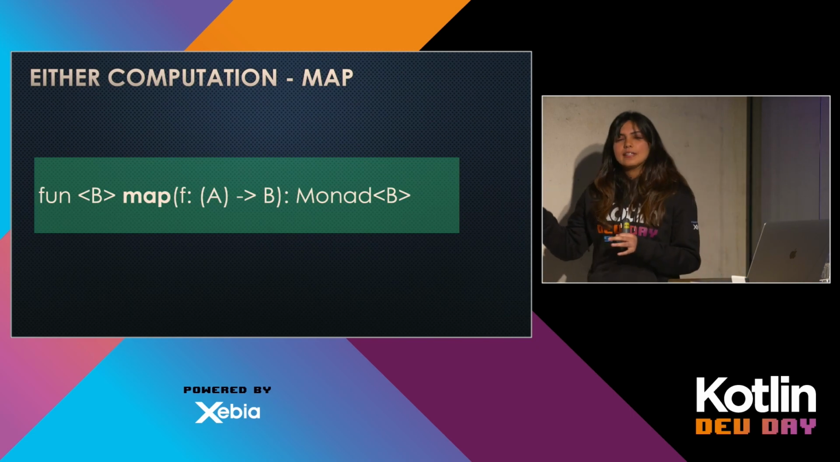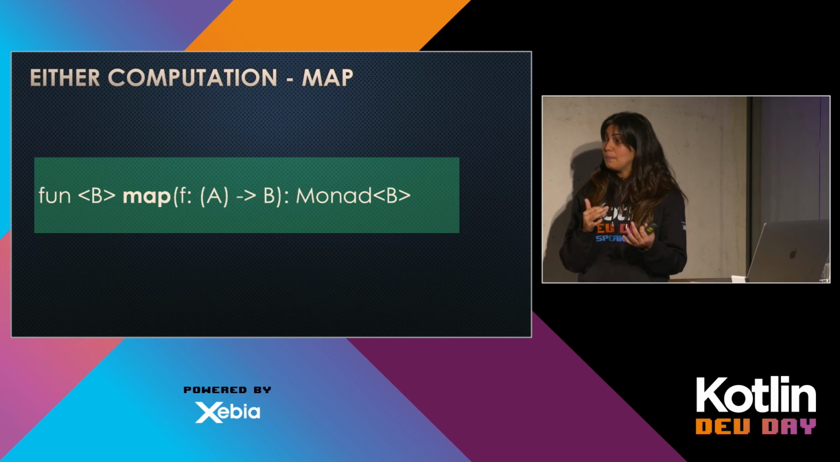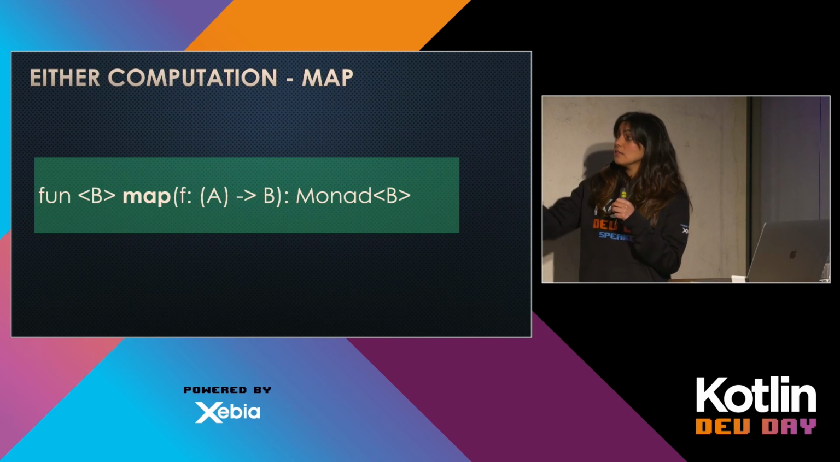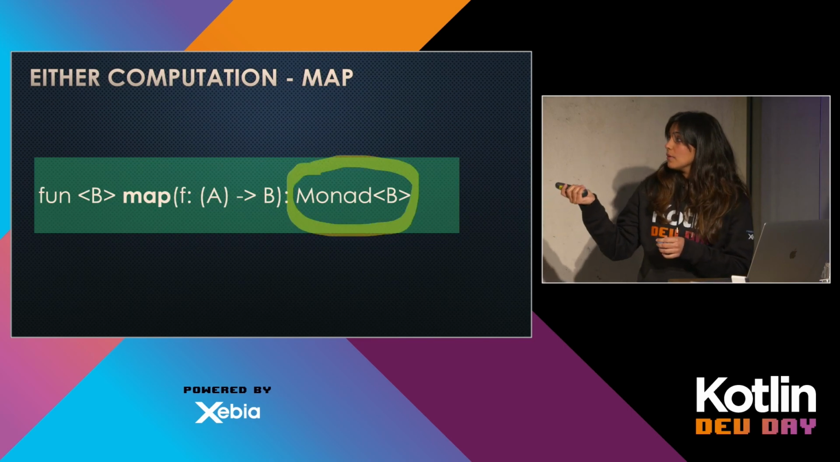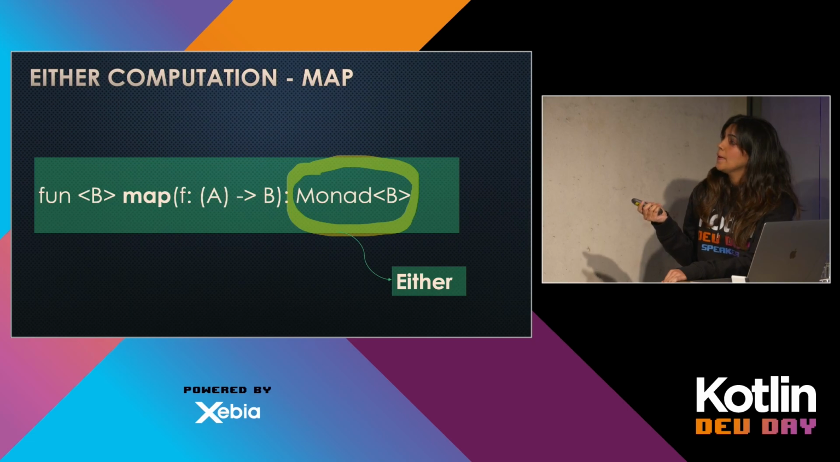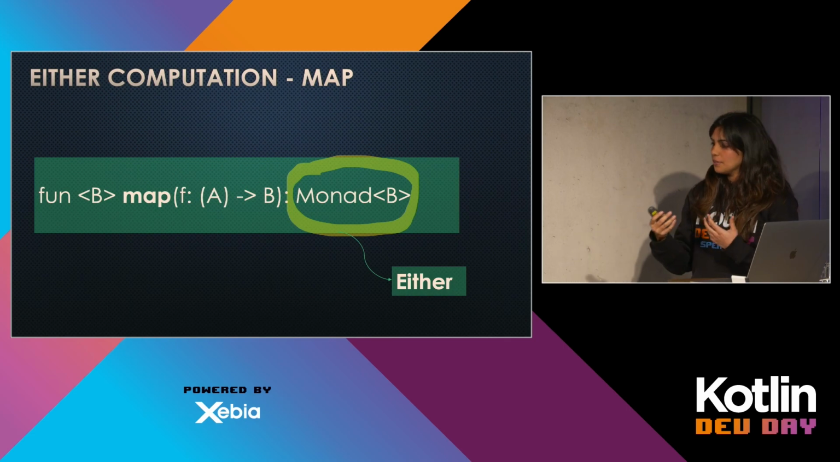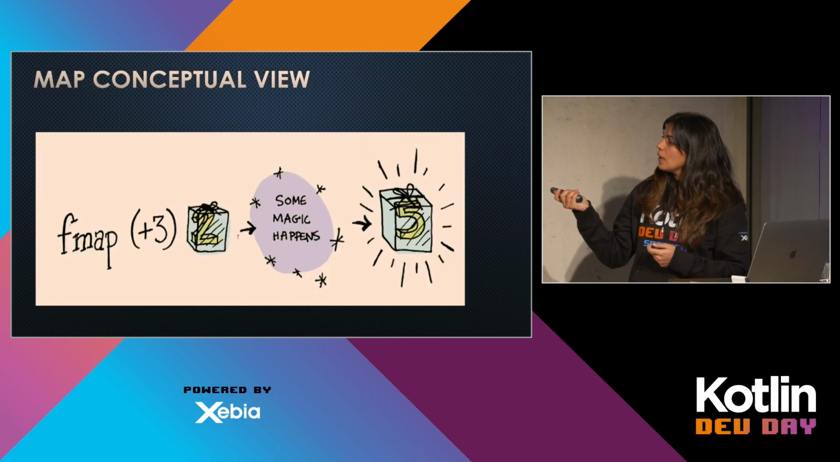As previously talked about, a map is a function that takes as input another function, the lambda, which returns type B. It wraps the output of the function into another context, which is a monad of type B. Since we are talking about the Either monad, the monad we are referring to today is an Either monad. It's difficult at this point to wrap your head around how map works, but let's look at map more conceptually and try to understand how it works.